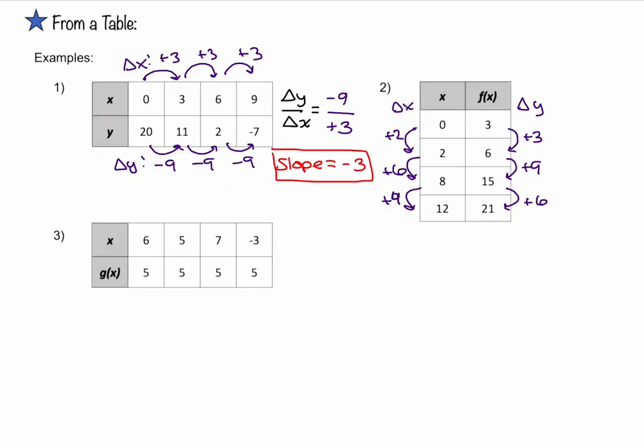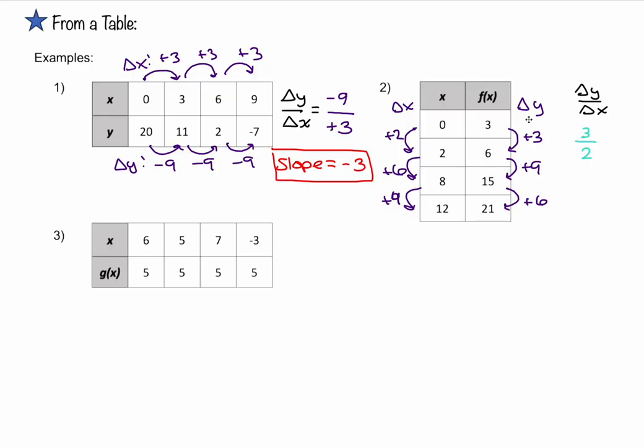What we're going to do is, over here, we're going to write out all of our fractions. Change in y over change in x. So our first change in y from 3 to 6 was positive 3 divided by positive 2. That is simplified, so our rate right now, our slope is 3 over 2. Now, as long as all of these rates are the same, then that will be our slope.